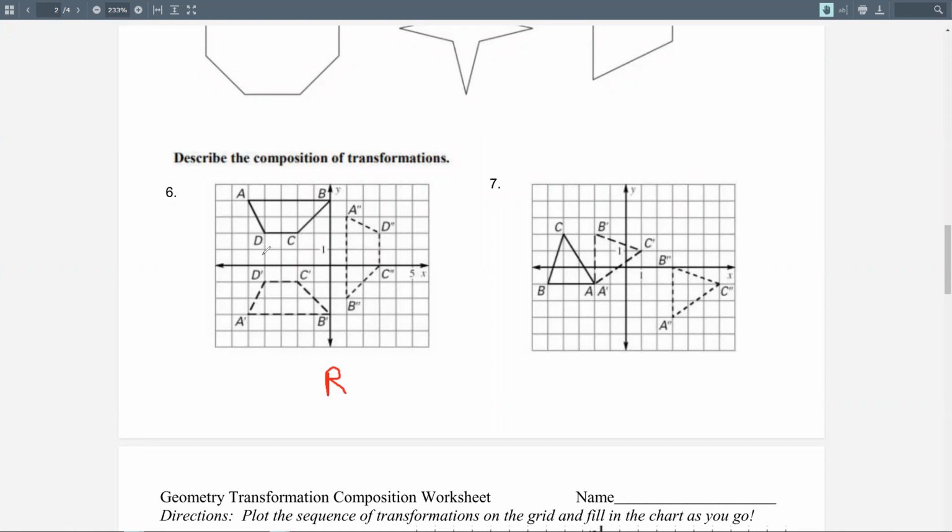And halfway between D and D prime is right there. Halfway between C and C prime is right there. So there's our line of reflection. We're reflecting across the line y equals 0.5. And there's a number of different ways we can get from A prime, B prime, C prime, D prime to A double prime, B double prime, C double prime, D double prime.